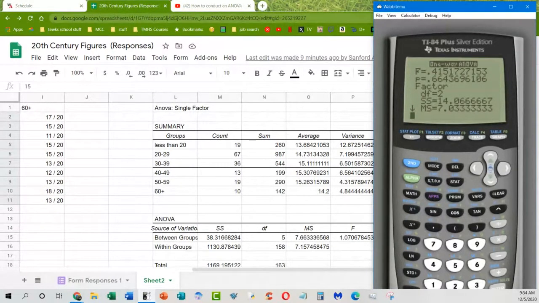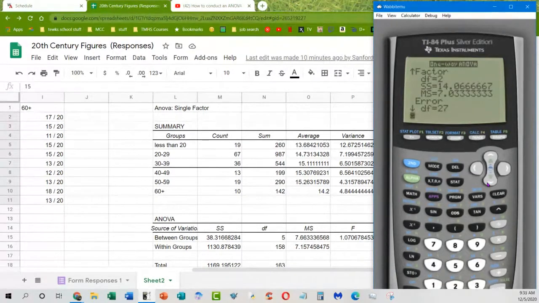How do you get an error in the calculator? Oh, error in the calculator? I don't know. Like when you did it, you got an error? Oh, scroll down. Oh, okay. That's what I was like. I thought you said you got an error.